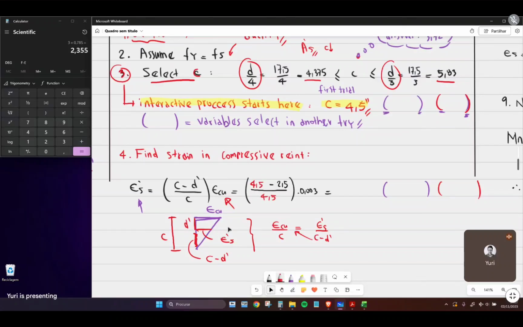So let's do the first calculation here. We have 4.5 minus 2.5, divided by 4.5, and this multiplied by 0.003. First result, 0.00133. Whenever we change this, I'm just going to change the one in the practice. Let's move on to the next step.